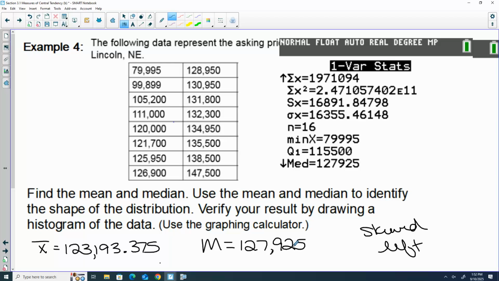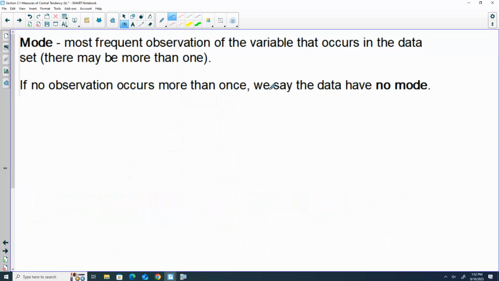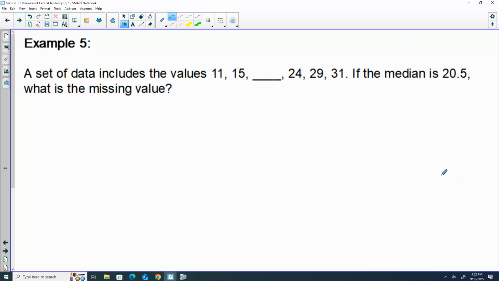All right, so that's mean and median. The other option is mode. Do you guys remember what your mode is? The mode is the most frequent observation. You can have more than one. So if I have two different numbers that both show up 4 times, they could both be my mode. You may not have one. We may not have any repeated numbers.